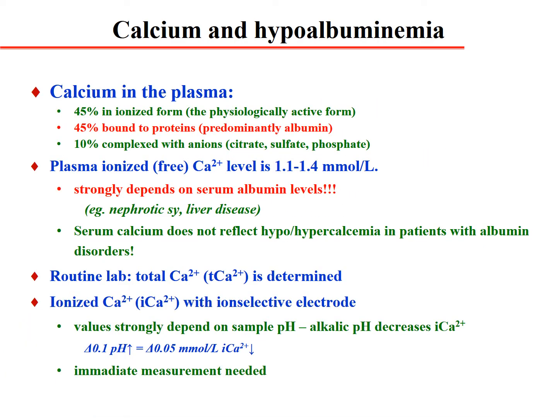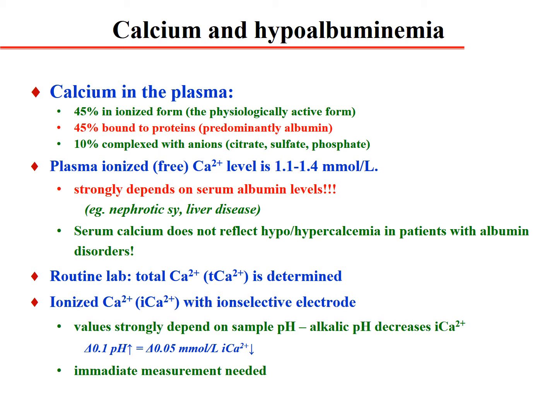Now, calcium and albumin. Calcium is present in the plasma in three different forms. Mostly the calcium is bound to protein, and about the same amount is in the free or ionized form. Physiologically, the ionized form is very important, as that is the effective form, and we have an additional about 10% that is complexed with ions such as citrate, sulfate, and phosphate.